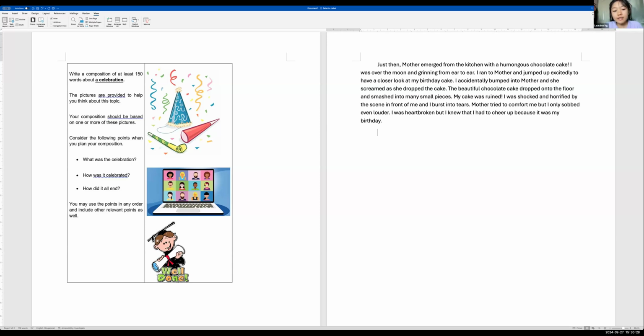The story is supposed to be about the birthday celebration, right? So how would I twist this to get back to the celebration? What can be the solution to the problem that can get me back on track to celebrating my birthday again? Let's see. Can I ask somebody else?